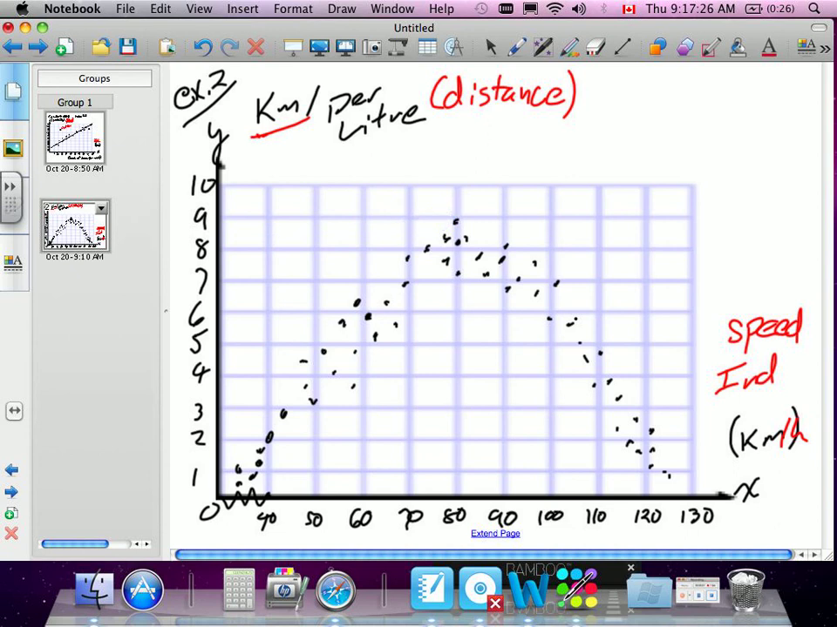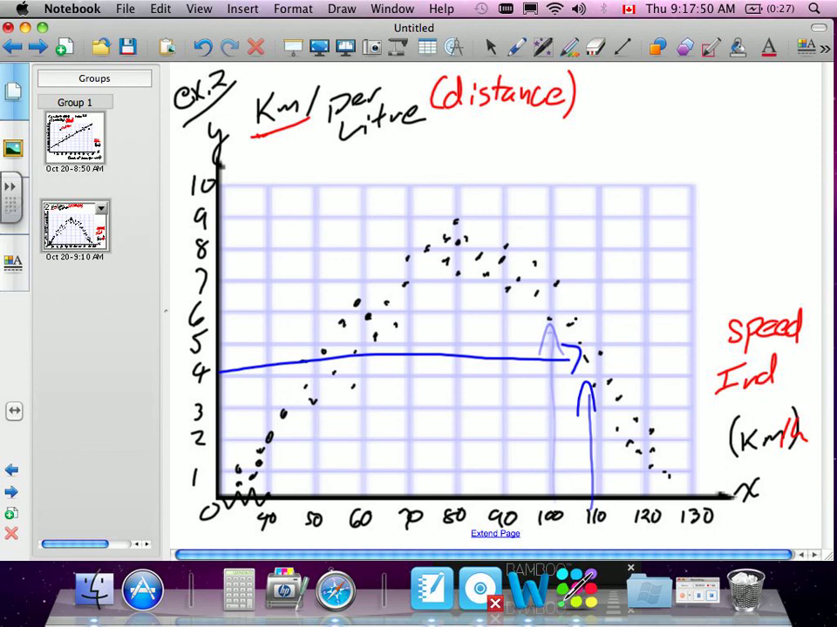So if I travel for the whole 55 liters that my truck holds at 80 kilometers an hour everywhere, I will get the most fuel efficiency in my car. Once I start passing 80 kilometers an hour, my car becomes less efficient. I start getting fewer kilometers per liter.